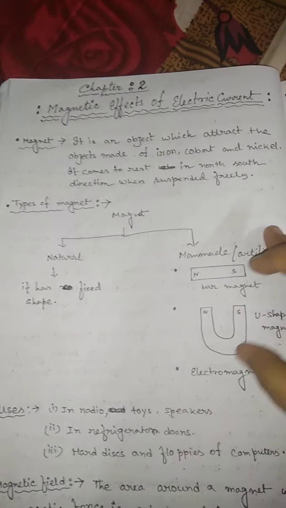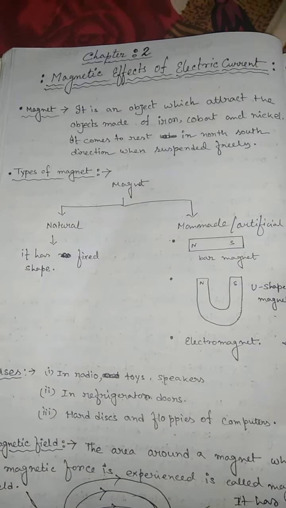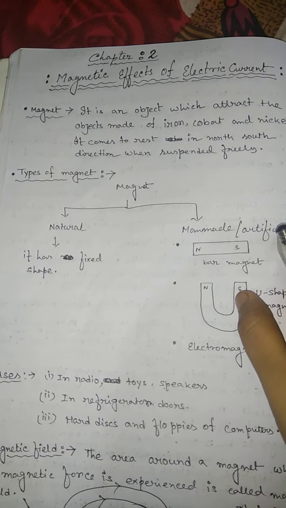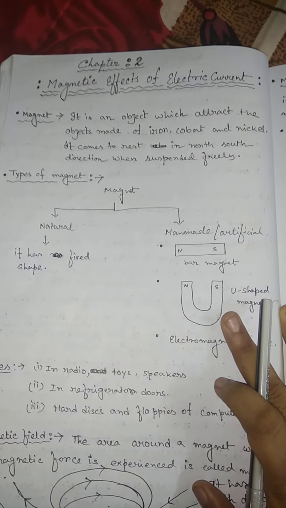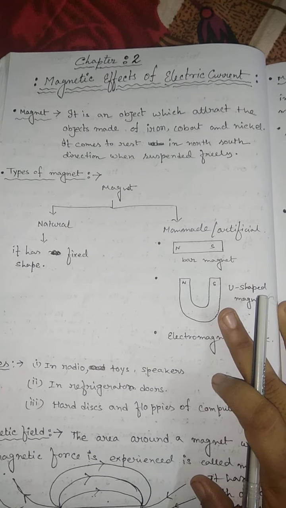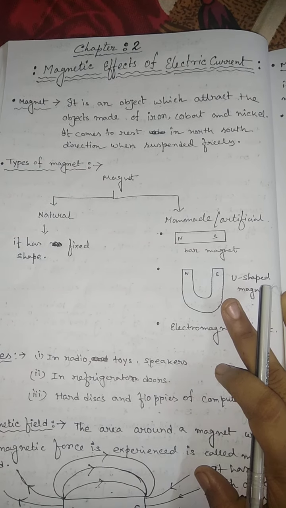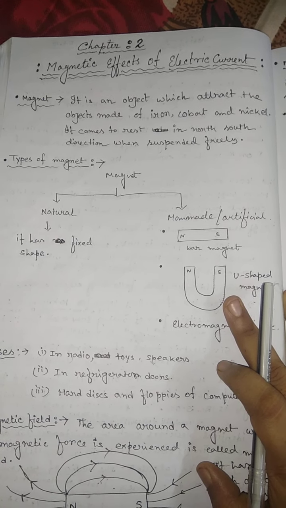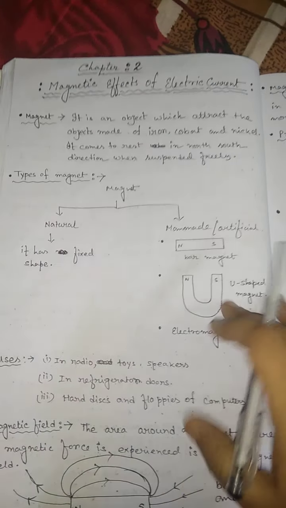Okay, so dear student, in this chapter 2, the second chapter of class 10, magnetic effect of electric current. As we know, there are three effects of electric current. The heating effect of electric current, which we studied in the first chapter. In the second chapter we study the second effect, that is the magnetic effect of electric current, and the third one is the chemical effect of electric current. In class 8 we also studied the chemical effect of electric current.